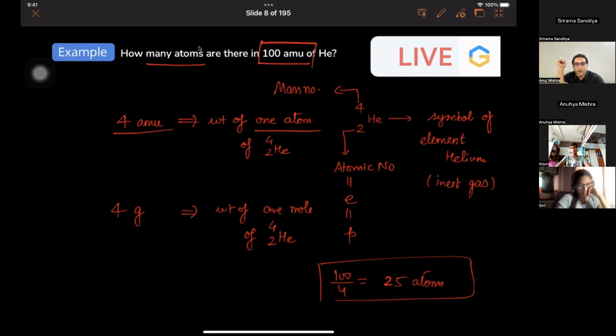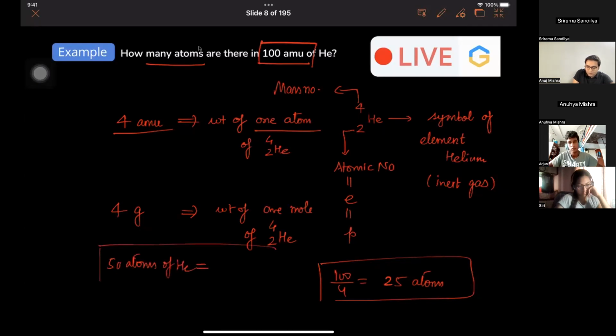I understand. Okay, now let me ask one more question. If you have been given 50 atoms of helium, what's the mass for this? Answer this. 50 atoms of helium, how much is the mass? Type in the chat box.